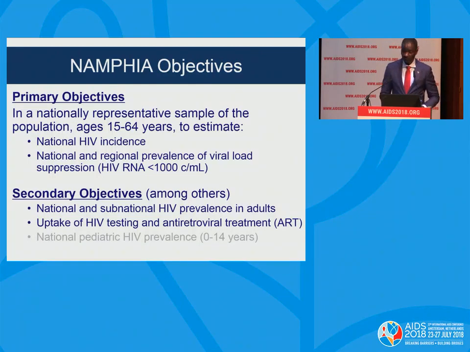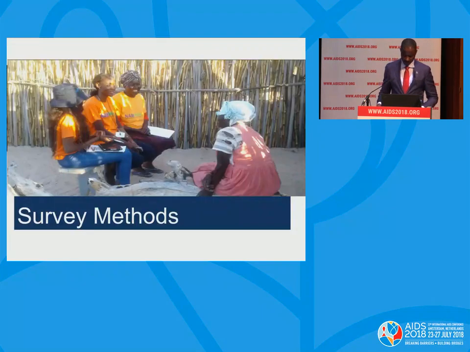The primary objective of NAMPHIA is actually to have a nationally representative sample of our population 15 to 64 years of age in order to estimate the national HIV incidence and the national and regional prevalence of the viral load suppression among those living with HIV. The secondary objective is to include national and subnational prevalence and the uptake of HIV testing and antiretroviral treatment, and pediatric prevalence at a national level, the last of which we're not presenting here today.